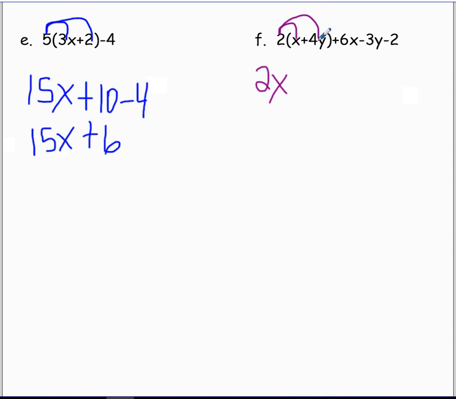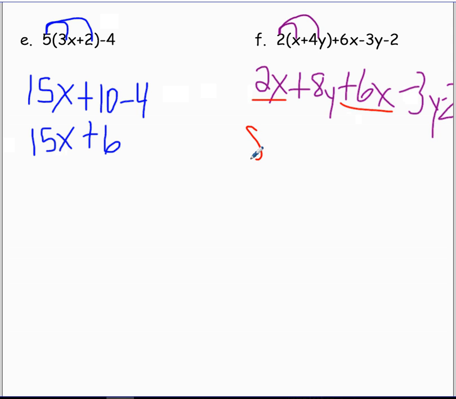2 times 4y is 8y. And then we'll bring everything else down first, so plus 6x minus 3y and minus 2. Can I squeeze it? Kind of. And so let's look for like terms. I have an x here, and I have an x here. So I have 2x plus 6x to give me 8x.